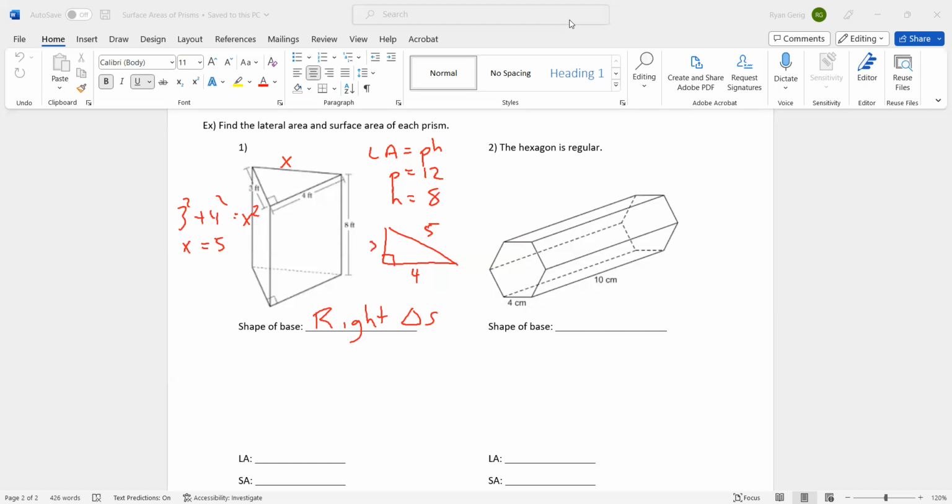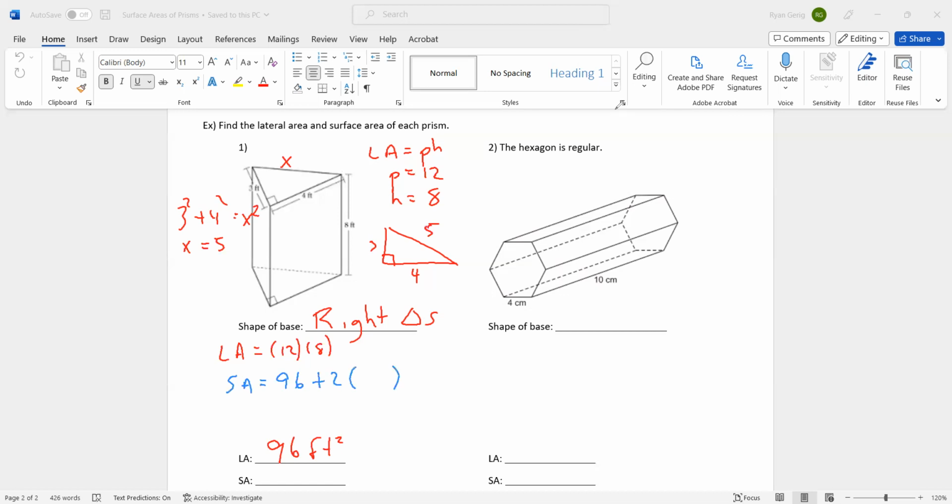Now it's as simple as multiplying them together. So I'm going to jump down here. I'm just going to do 12 times 8. So the lateral area is, what, 96 feet squared. Okay. The surface area is the lateral area, which we just found. So we know it's 96 plus 2 times the base.